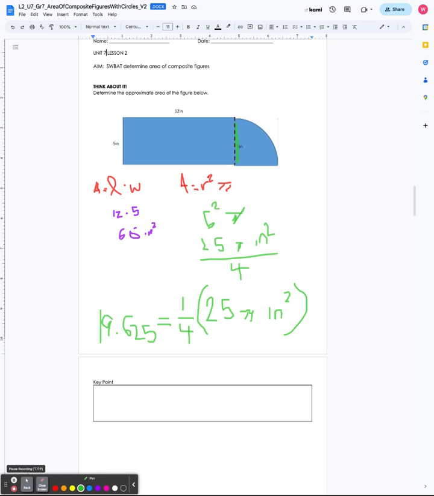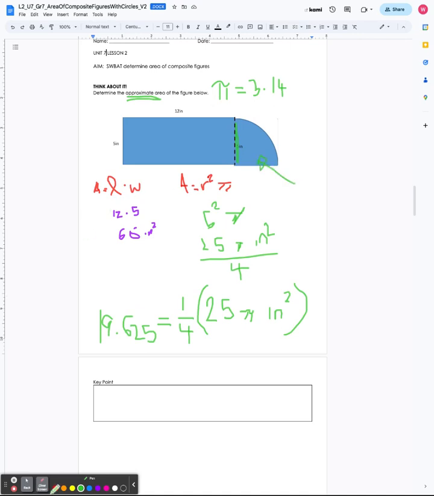Since our question said determine the approximate area, anytime we're using approximate, we're going to want to approximate the value of pi as 3.14. So 25 times 3.14 would give us 78.5. Then if we divide that by 4, or multiply that times 1/4, we get 19.625. So that's the area of this circular piece that's here.